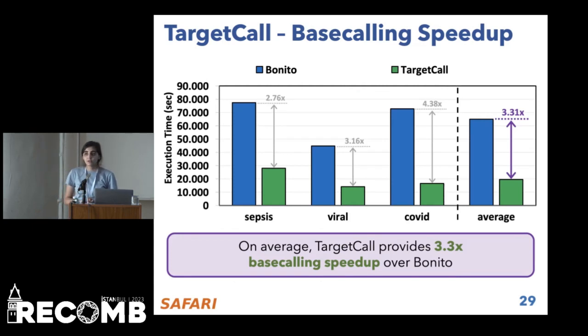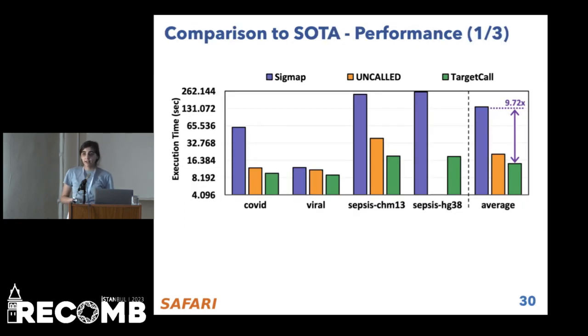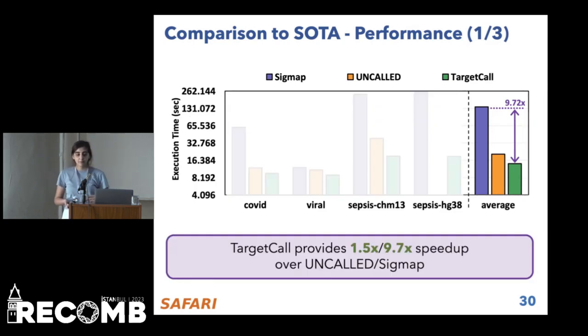Okay, let's take the basecalling speed up we can get. If you compare full basecalling with the filtered basecalling, where TargetCall execution time refers to both filtering time and the basecalling time of the useful reads, on average we observe that we can achieve up to 3.3x speed up over Bonito. We compare TargetCall against prior works, Uncode and Sigma, and on average we can get up to 9.7x better performance compared to prior tools.